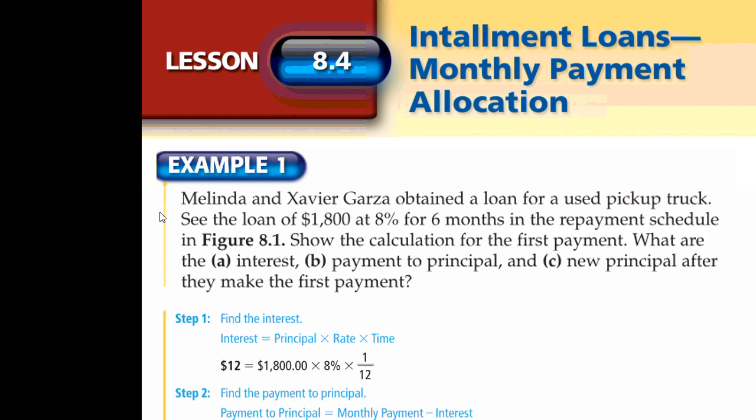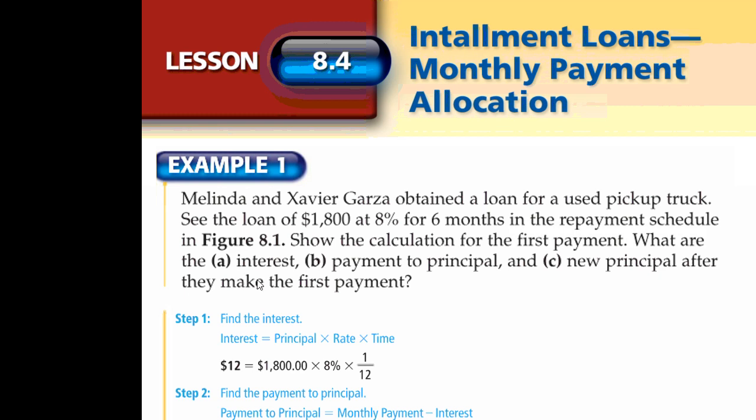So step number one is to find the interest that we pay for the first month. So that very first month, we owe $1,800 the whole month. We times it by the interest rate, which is 8%. And then remember, we divide it by 12 because we're talking monthly payments. And when we do that, we find that we have to pay an extra $12 for interest.